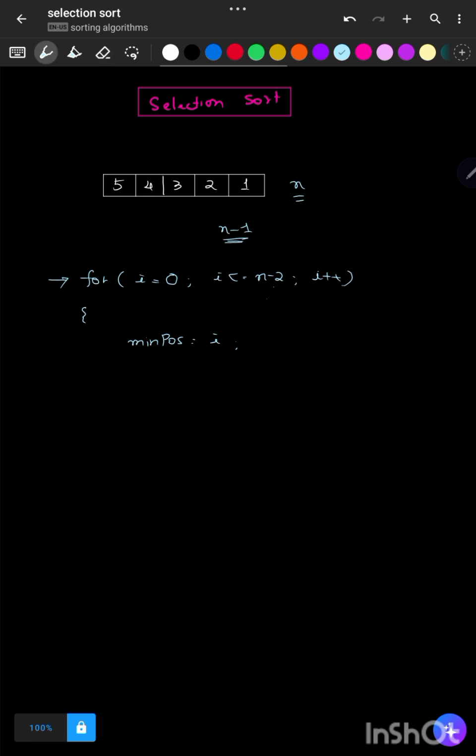Which are the next elements? The elements that are on my right. Which are those elements? j is equal to i plus 1, j less than or equal to n minus 1 because the last index is n minus 1, and j plus plus.